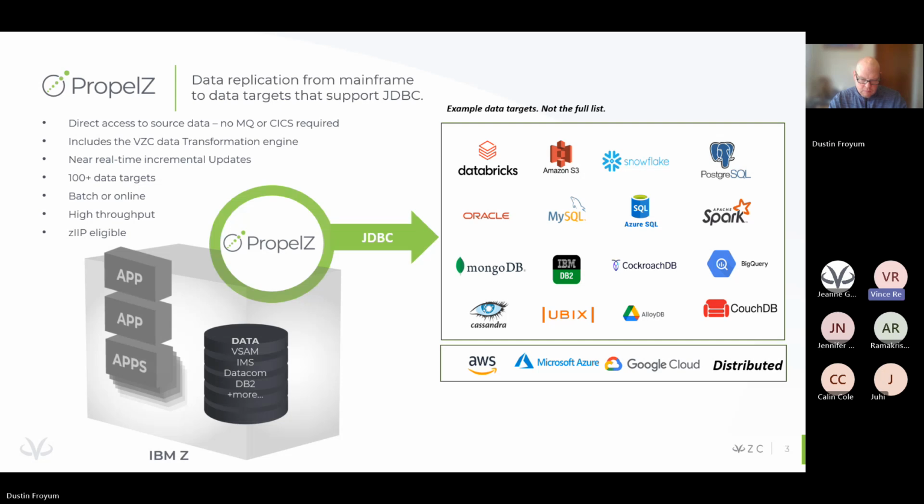So that means you can run PropelZ on your mainframe instance, and as long as you have a zip processor, it's not going to drive up your MLC charges, software costs, all of that other stuff. It runs in a way that's basically free MIPS to the mainframe customer.